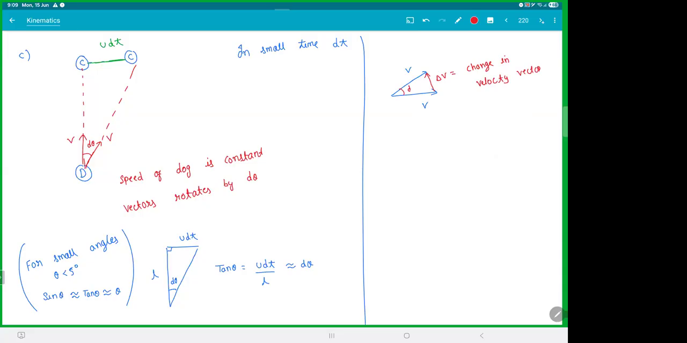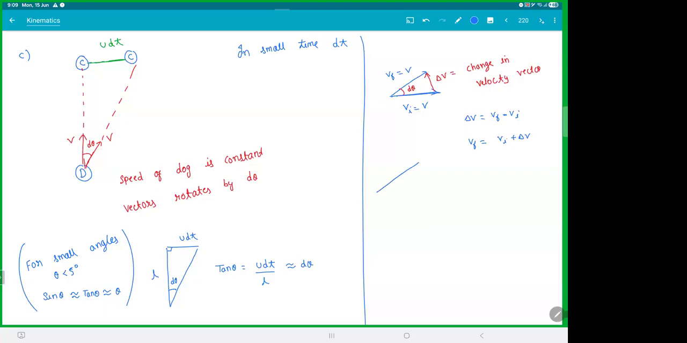And this angle was d theta. It's like this. This is v initial and this is v final. And we know delta v is equal to v final minus v initial. So we can write v final is v initial plus delta v. Triangle of vectors: if two vectors are joined head to tail, then the remaining vector is from the remaining tail to the remaining head.